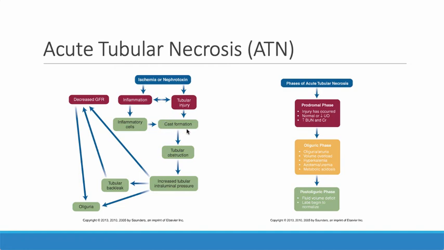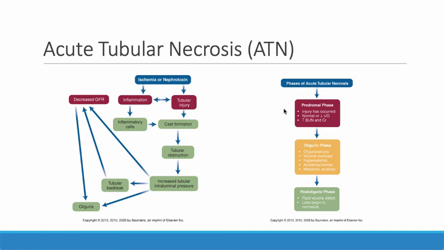And when I said that those cells are falling off, that's cast formation. They look like casts of cells. They look like the remnants of cells. Well, they are. That's exactly what they are. And they can gum up the tubules and cause increased tubular pressures. And that produces renal failure.